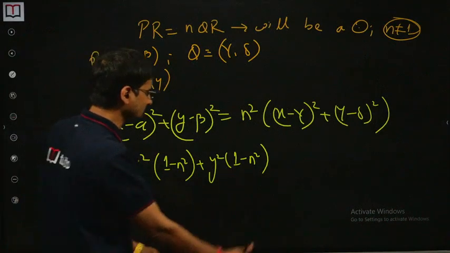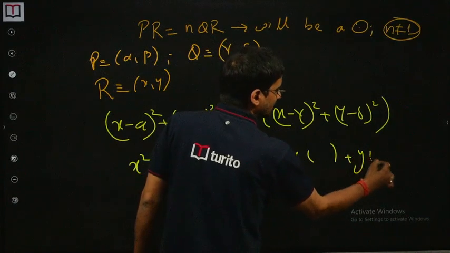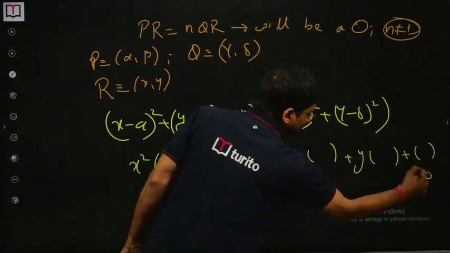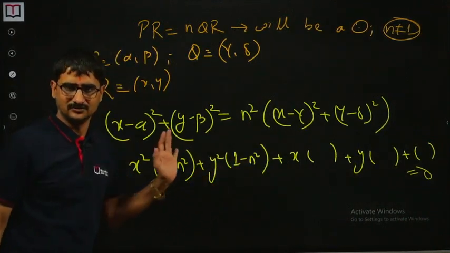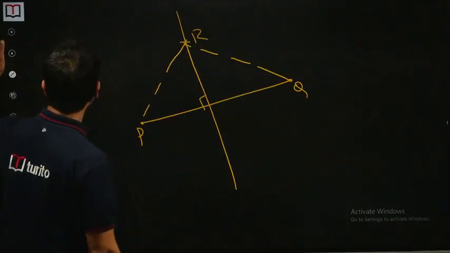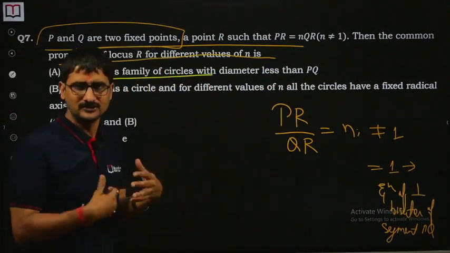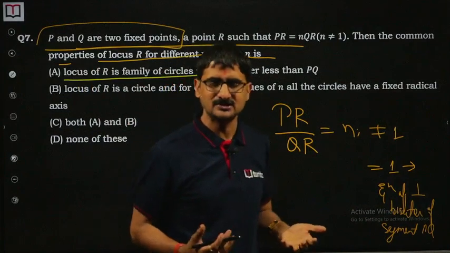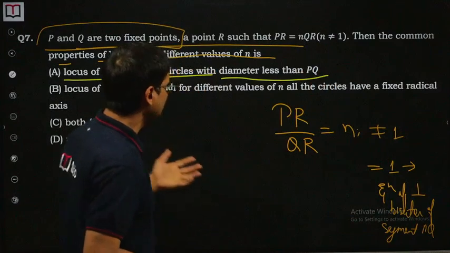So that's always a circle for n not equal to 1, because if n is 1, these two terms are gone. So that's always a circle for sure. Now the point is, let's go to the options. The option first, locus of R is a family of circles. Of course, for different values of n, you will get different circles, hence a family of circles with diameter less than PQ. Now that's the one thing we need to check.